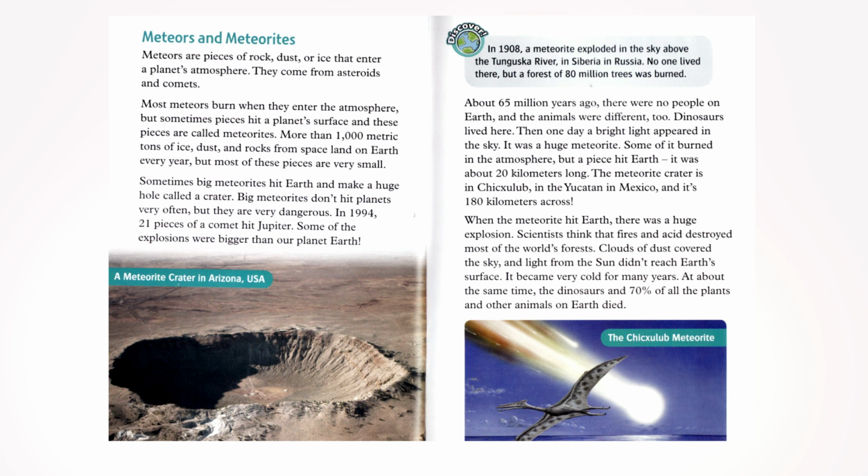When the meteorite hit Earth, there was a huge explosion. Scientists think that fires and acid destroyed most of the world's forests. Clouds of dust covered the sky, and light from the sun didn't reach Earth's surface. It became very cold for many years. At about the same time, the dinosaurs and 70% of all the plants and other animals on Earth died.